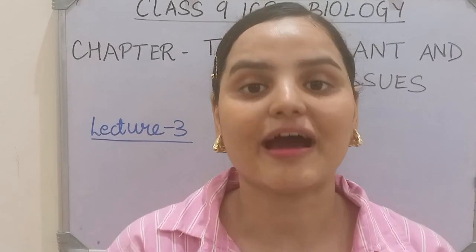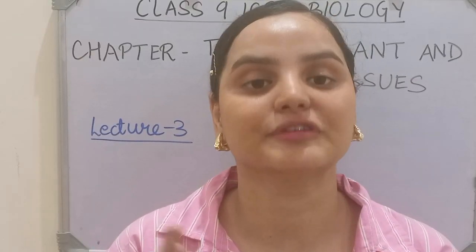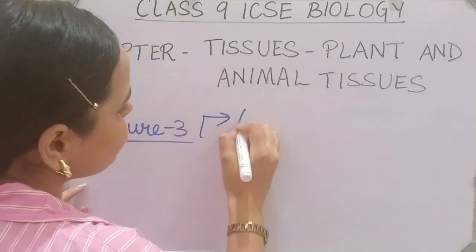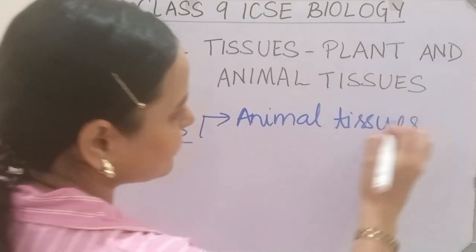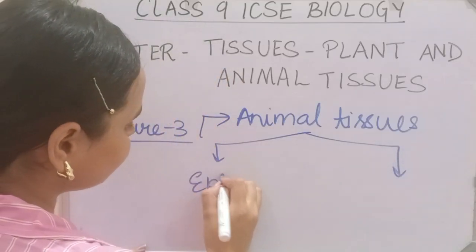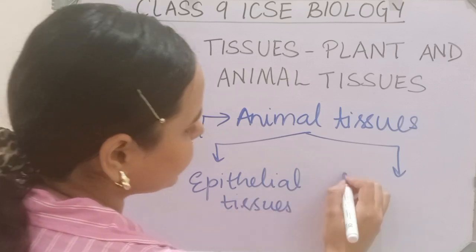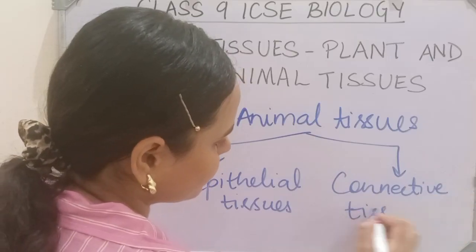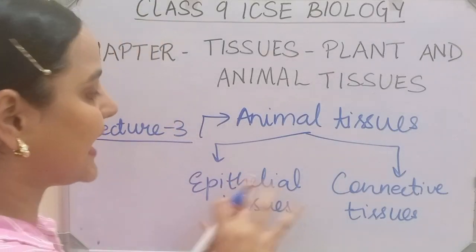This is lecture 3 of ICSE class 9 biology chapter Tissues, plants and animal tissues, and in today's lecture we are going to cover animal tissues. Though there are 4 kinds of animal tissues, today we are going to take up 2 animal tissues, that is epithelial tissues and connective tissues. The next two I will take up in the upcoming lecture. So let's start with epithelial tissue.